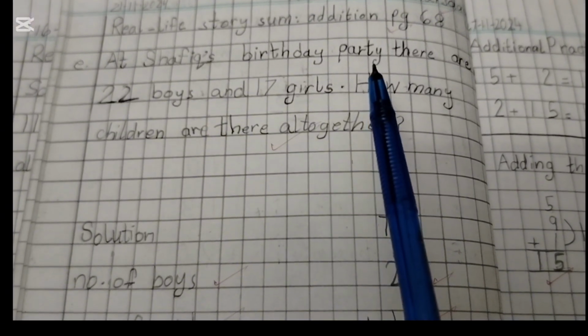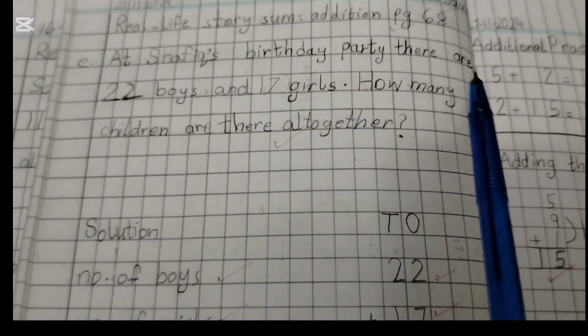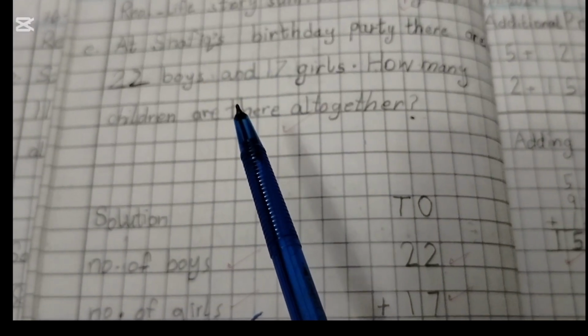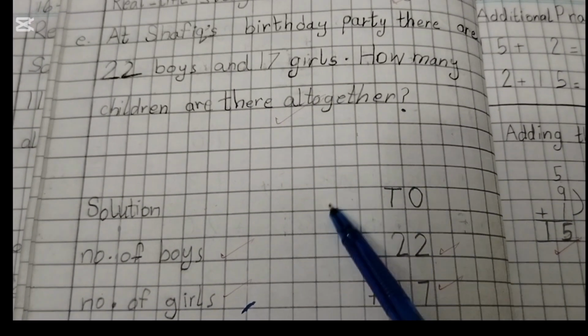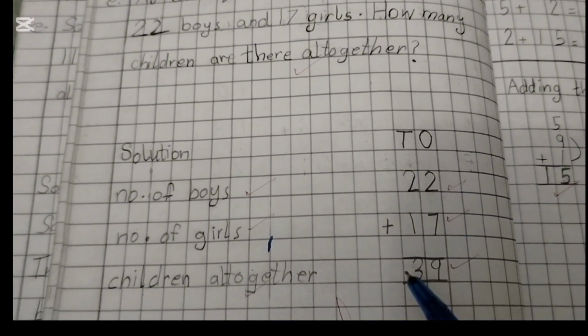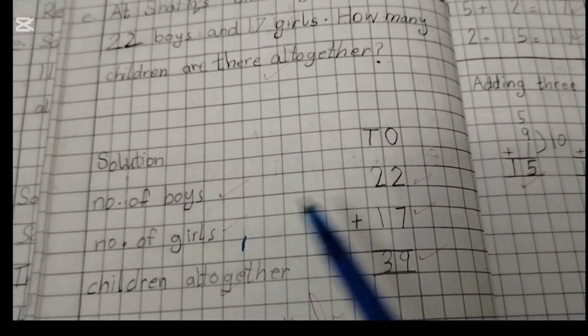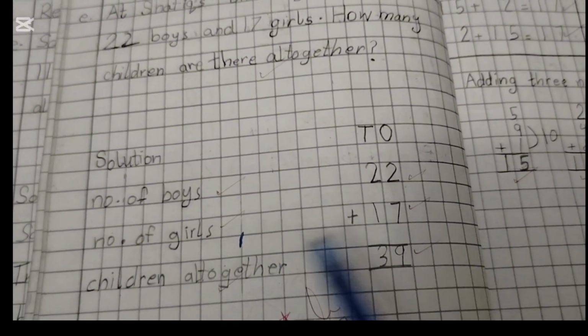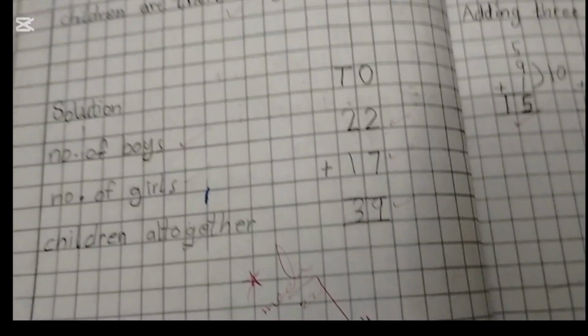So the next one is the story sums on page 68. E part is that at Shafaq's birthday party there are 22 boys and 17 girls. How many children altogether? Number of boys 22, number of girls 17, children altogether, so the answer is 39.